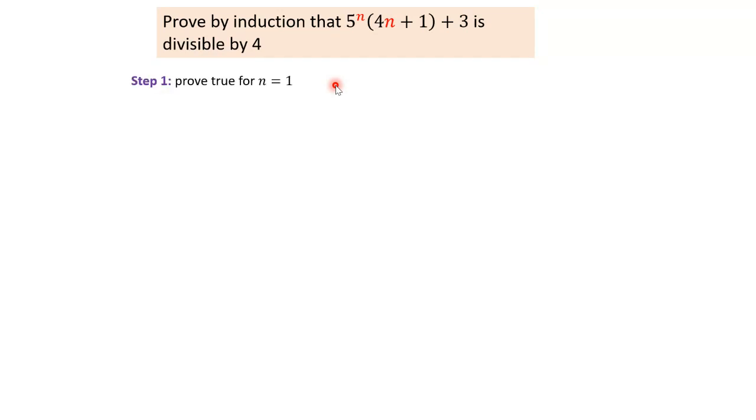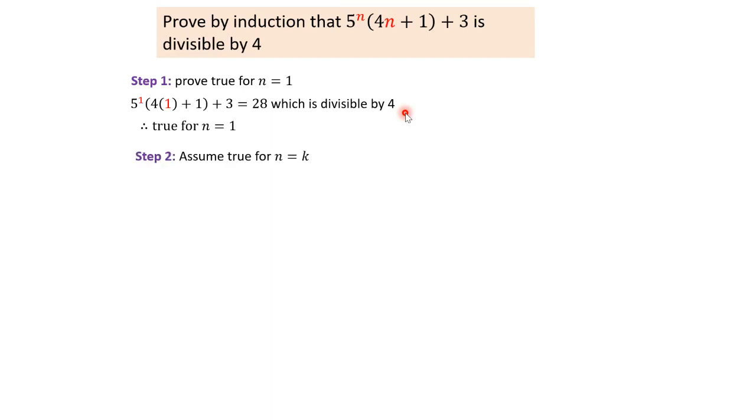But we still start by saying step 1, prove true for n equals 1. What does that mean we do? We replace n with 1. And we check that when we substitute 1 into n's place, we get an answer which is 28. And therefore, that is divisible by 4 and hence true for n equals 1. So we didn't actually need a left-hand side and a right-hand side. Okay, what's our step 2? Assume true for n equals k. So what do we do? We replace n with k and basically say it is true for all variables.